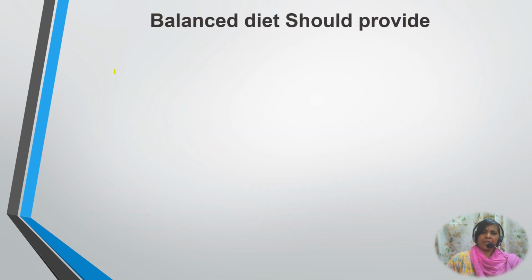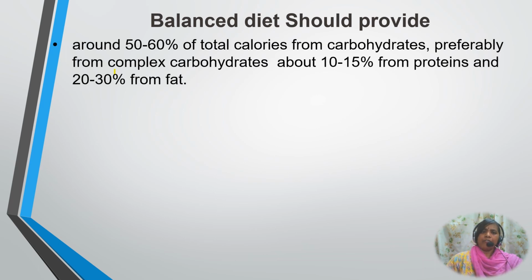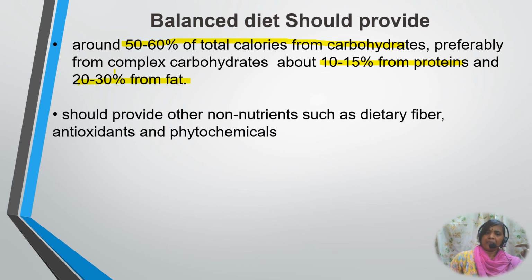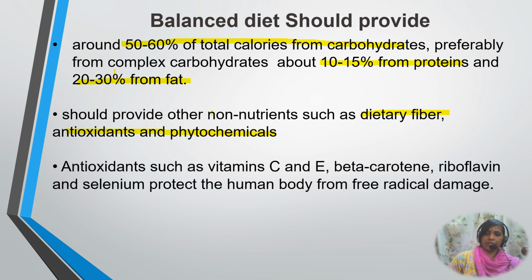And also, when we say balanced diet, it should provide around 50 to 60% of the total calories from carbohydrates, preferably from complex carbohydrates, then about 10 to 15% from proteins, and 20 to 30% from fat. And also it should provide other non-nutrients like dietary fiber, antioxidants and phytochemicals. These are non-nutrients but are very essential for the proper functioning of the body.